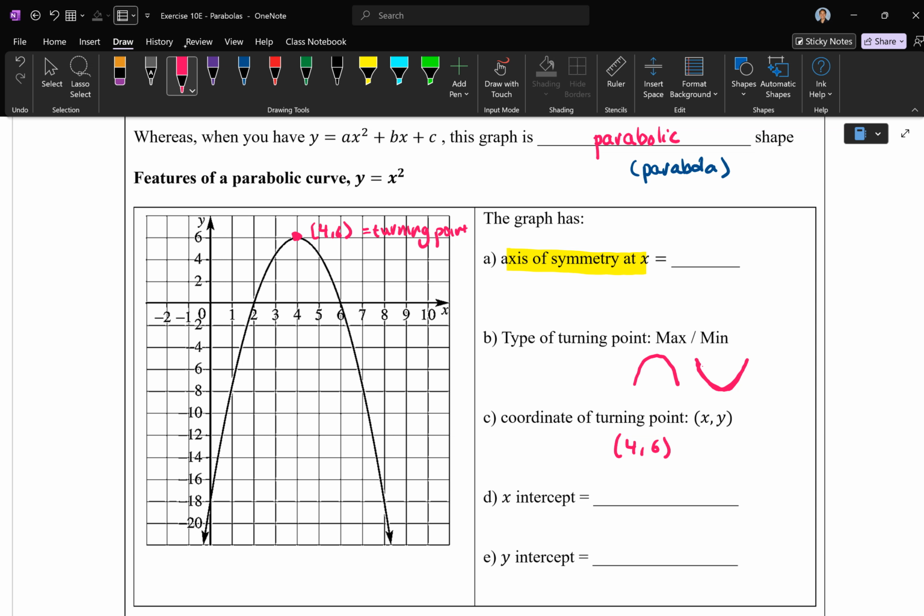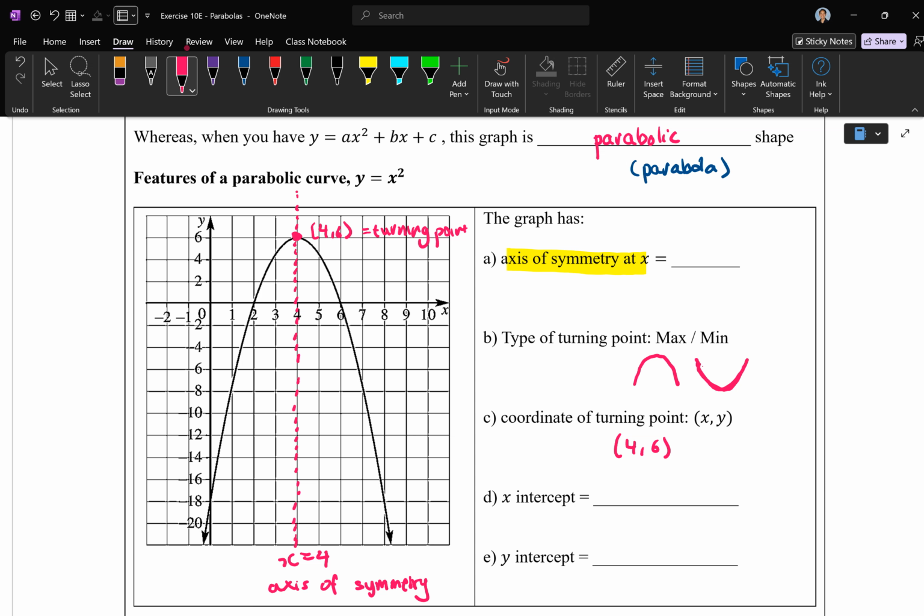So I'll show you back in the graph again. You can see here the axis of symmetry is where I'm cutting down. That is how I'd cut the graph in half so it's symmetrical. If I'm cutting the graph in half, where am I cutting it? It's literally at x equals 4. So at x equals 4, this is what we call the axis of symmetry. X equals 4.